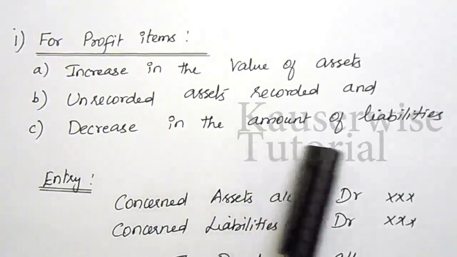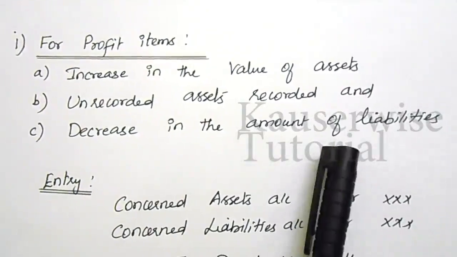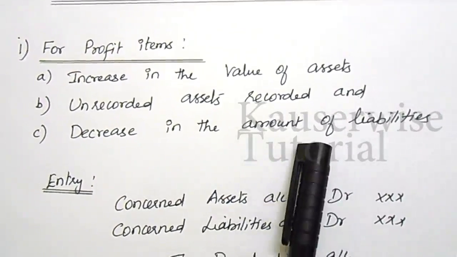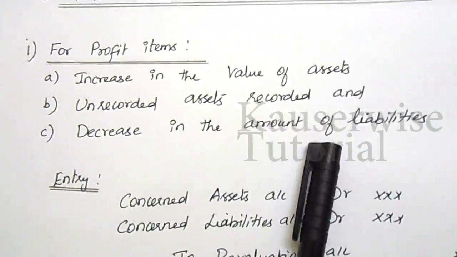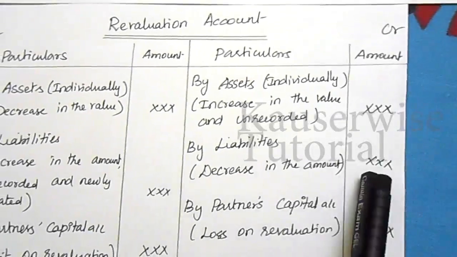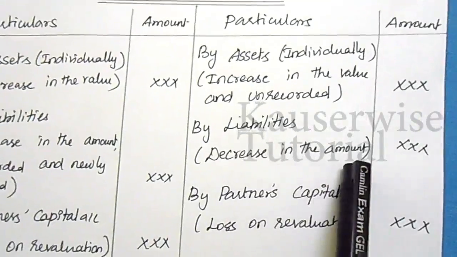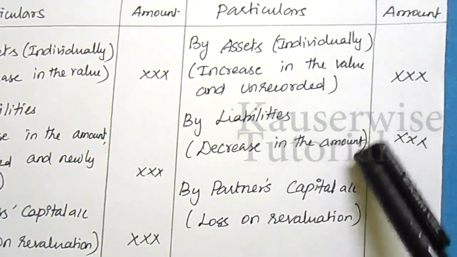Decrease in the amount of liability. So any liability whose value decreases is a gain for the partnership firm. So this will also be written under the credit side of the revaluation account. Look at the revaluation account credit side: by liabilities, decrease in the amount. So all profit items will be recorded under the credit side.